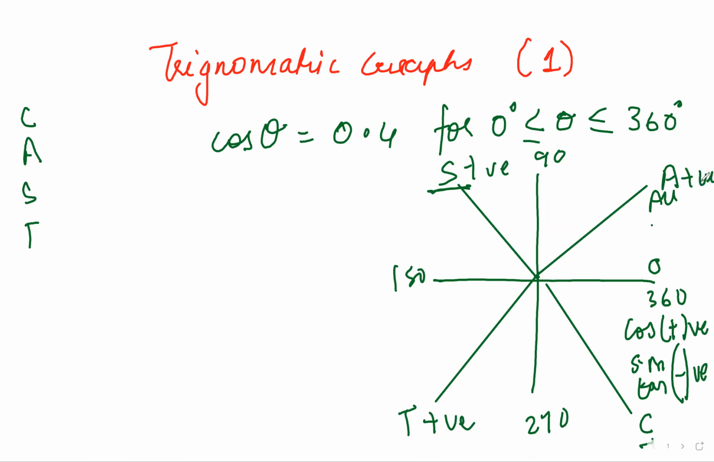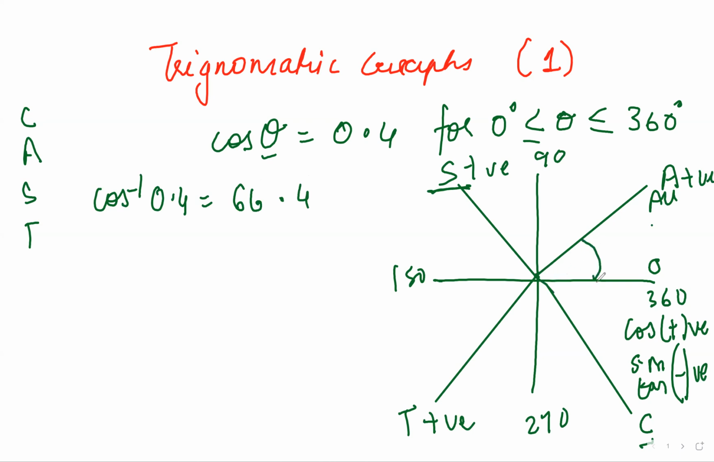Here all are positive. When I say cos theta is equal to 0.4, theta is greater than or equal to 0, less than or equal to 360. The first step of this sum is cos inverse 0.4 is equal to what? On your calculator, you will do cos inverse 0.4. That will give you 66.4.